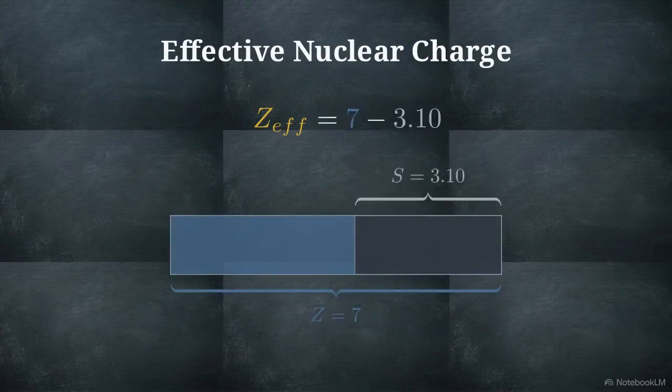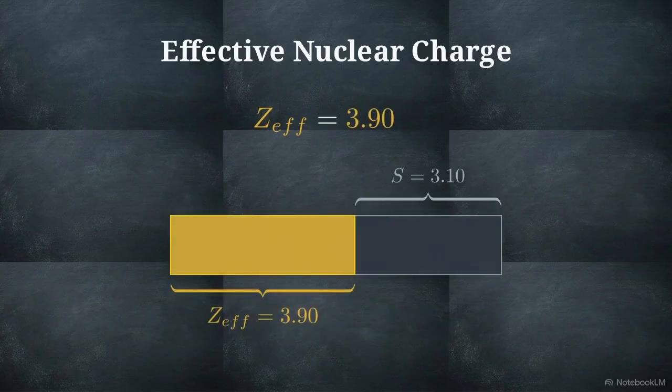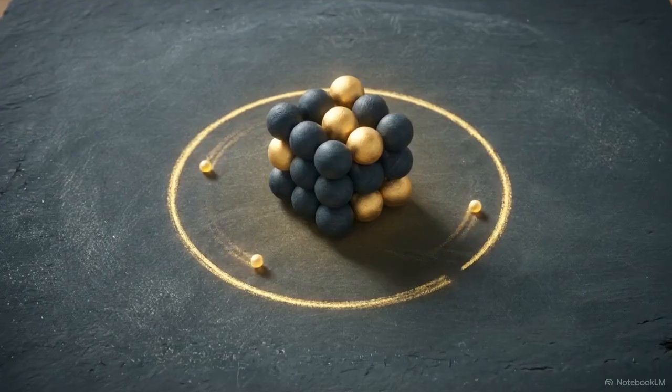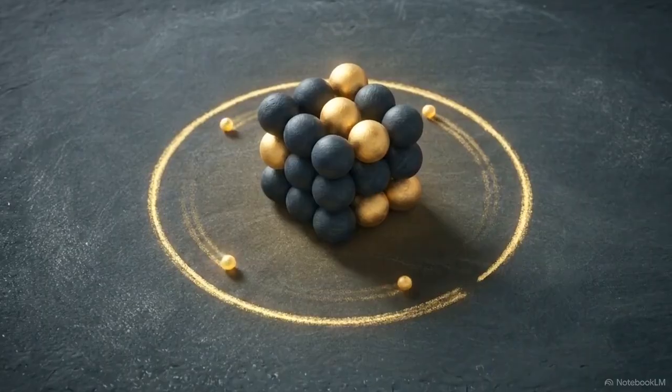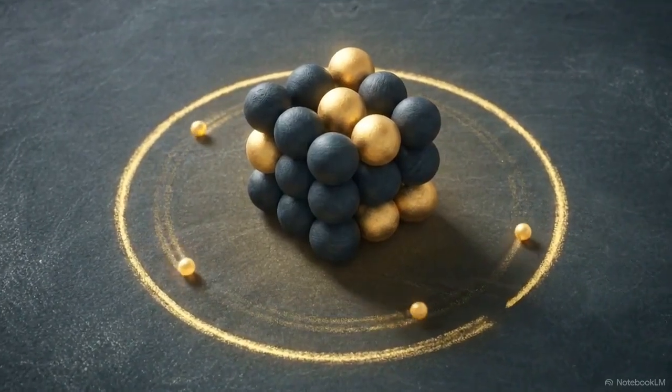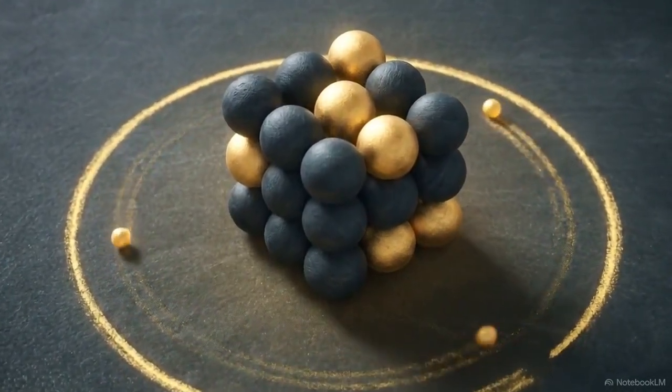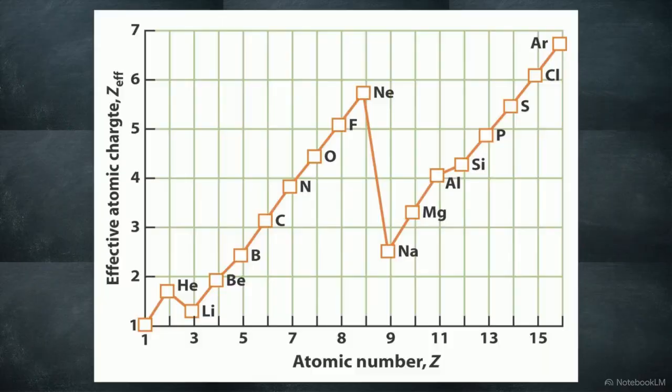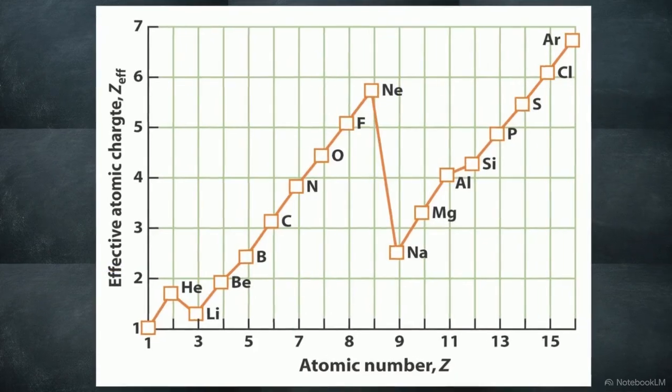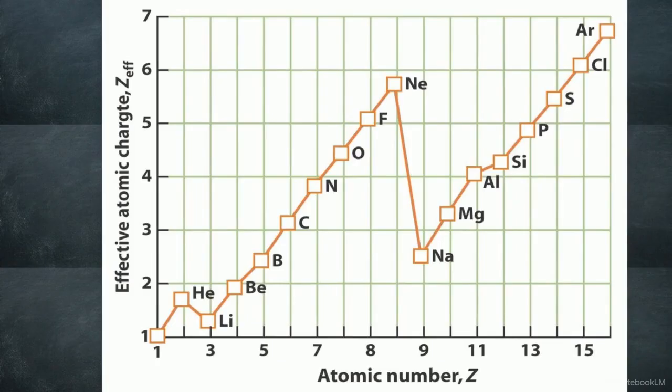We execute the final formula. 7 minus 3.10 reveals an effective nuclear charge of 3.90. With this calculation, we have successfully replaced a chaotic, unpredictable 7-body physical problem with a clean, predictive 2-body number. This graph plots those calculated Z effective values against atomic number. Plotting this data reveals the hidden architecture of the elements.